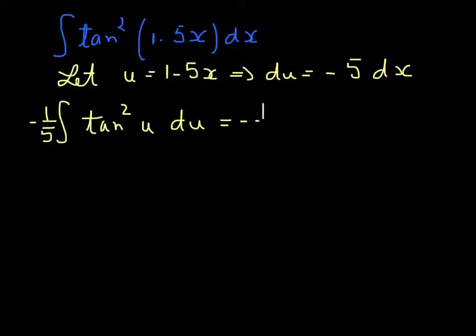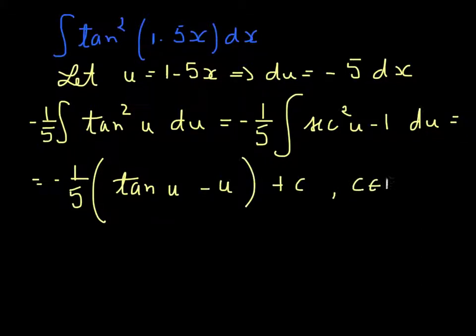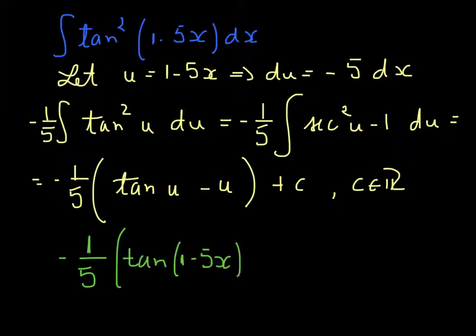And now you can use the previous method and write tangent square u as sec square u minus 1. So this gives me minus 1 over 5 times the integral of sec square u, which is tan u, minus u, plus c on the outside. So now I change back to x. So my answer is minus 1 over 5 brackets tan of 1 minus 5x minus, u is 1 minus 5x. You can open this bracket if you want.